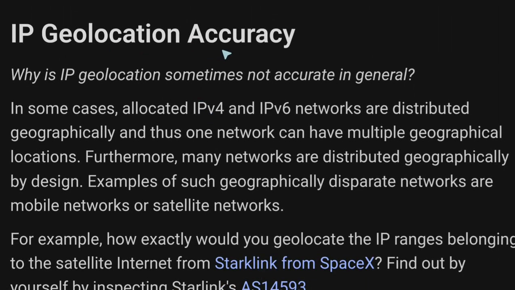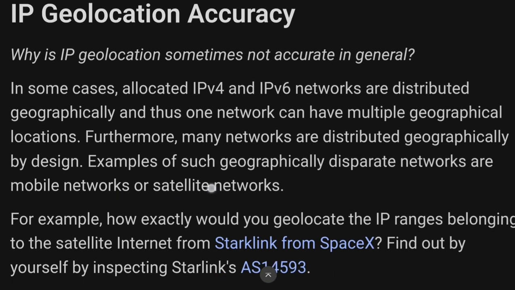IP geolocation accuracy. Why is IP geolocation sometimes not accurate in general? In some cases, allocated IPv4 and IPv6 networks are distributed geographically, and thus one network can have multiple geographical locations. Furthermore, many networks are distributed geographically by design. Examples of such geographically disparate networks are mobile networks or satellite networks.